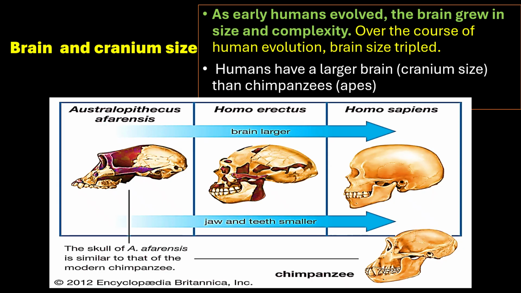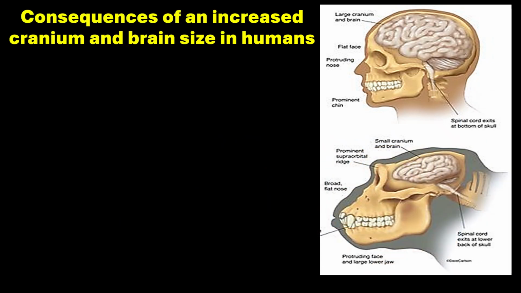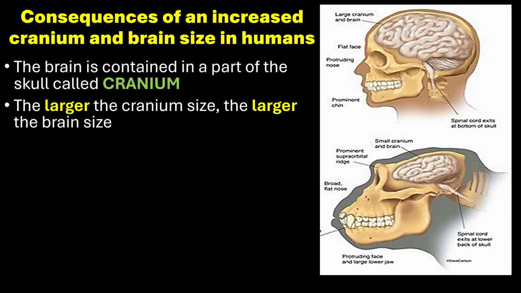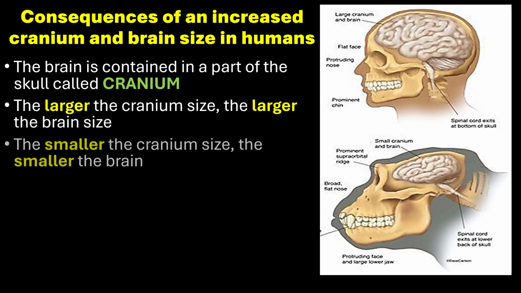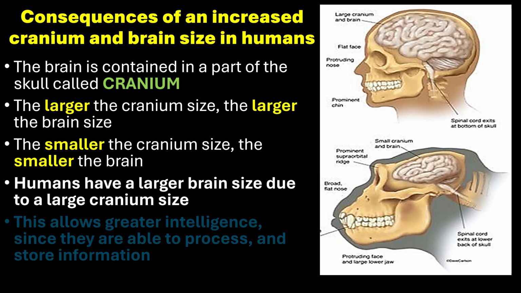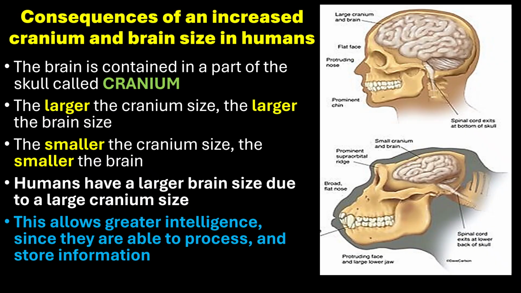So we need to understand the advantages of having a larger brain. What are the consequences of an increased cranium and brain size? Here it is. The brain is contained in a part of the skull called the cranium. The larger the cranium size, the larger the brain size. The smaller the cranium size, the smaller the brain size. Humans have a large brain size due to a large cranium size. So this large brain size allows greater intelligence since they are able to process information and also to store it.